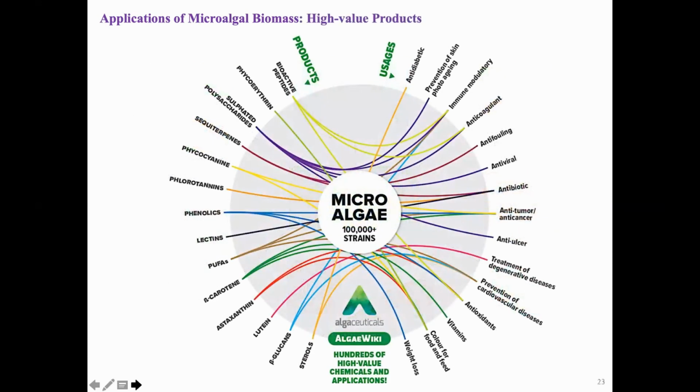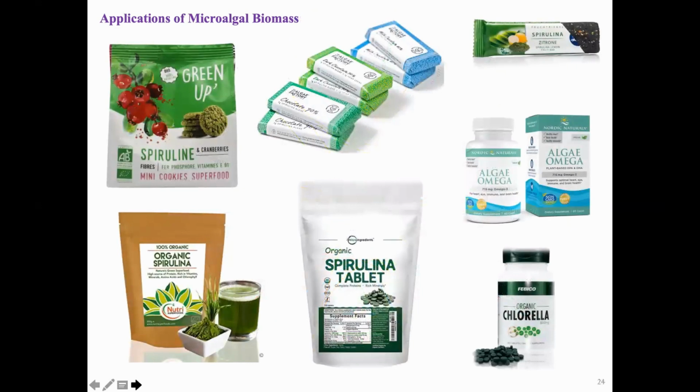The high-value products from microalgae, such as beta carotene, PUFA, lectins, and phycocyanins, have several uses, like color for food and feed, vitamins, antioxidants, etc. And these are some of the examples where microalgae has been used in commercial products like cookies, chocolates, energy bars, tablets, green tea, and feed supplements, etc.